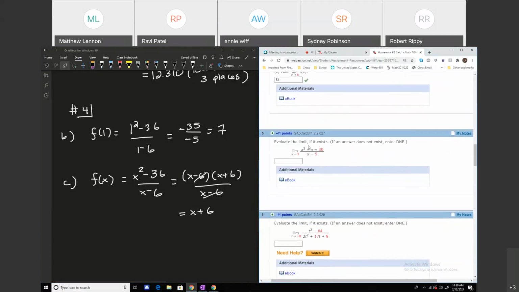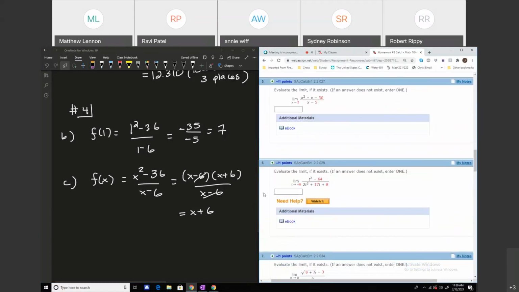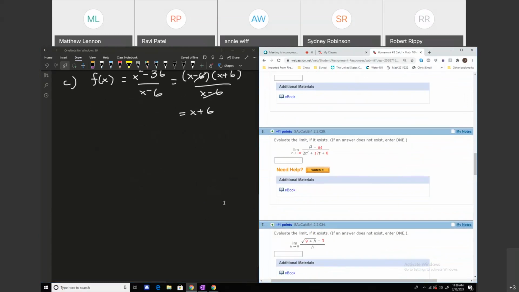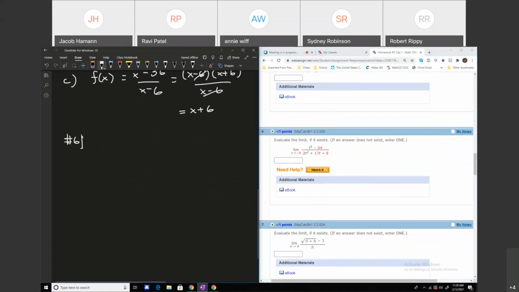Number 5 is very similar to number 4. You just need to factor. So we'll skip that one and we'll do number 6 because the factoring looks a little more difficult. So for number 6, t squared minus 64 over 2t squared plus 17t plus 8. Top is the difference of squares, t minus 8 times t plus 8. And the bottom, you want to factor by grouping, but I'm just going to do it mentally.